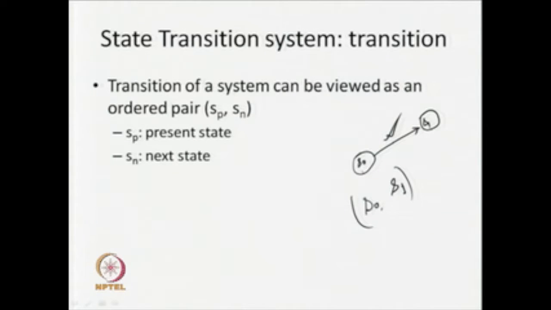So, we can say that S0 is the current state or present state of my system. Once it makes a transition, it will go to S1, which is the next state of my transition. That is why I am saying that this transition can be represented with the help of an ordered pair SP and SN, where SP is the present state and SN is the next state. With the help of these, we can represent the transition, and once we collect all the transitions, we get the entire state transition diagram, or the behavior of the state transition diagram.